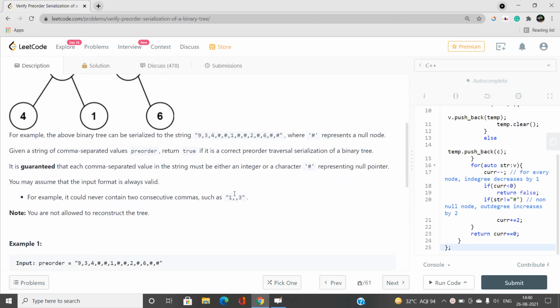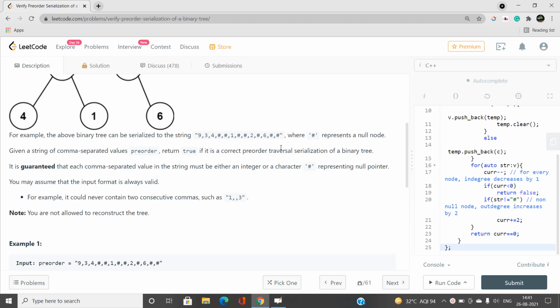Given a string of comma separated values, which is the pre-order, we have to return true if this string is a valid serialization of some binary tree, and otherwise we return false. The string is guaranteed to be always a valid string, like there should not be two commas present consecutively, which would make the input invalid.